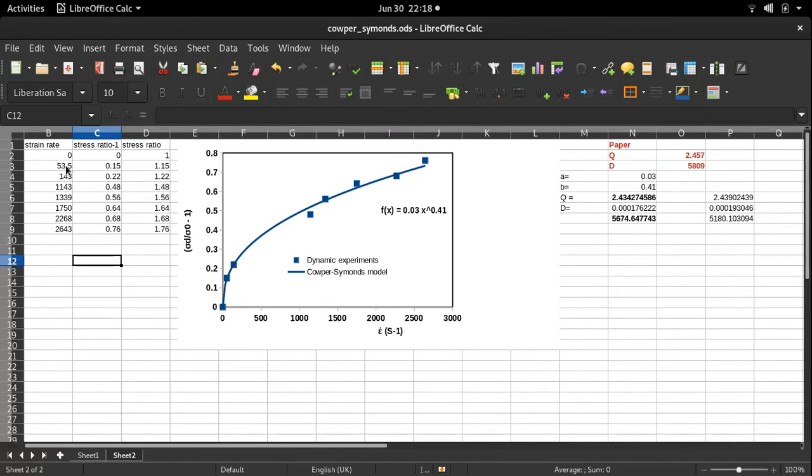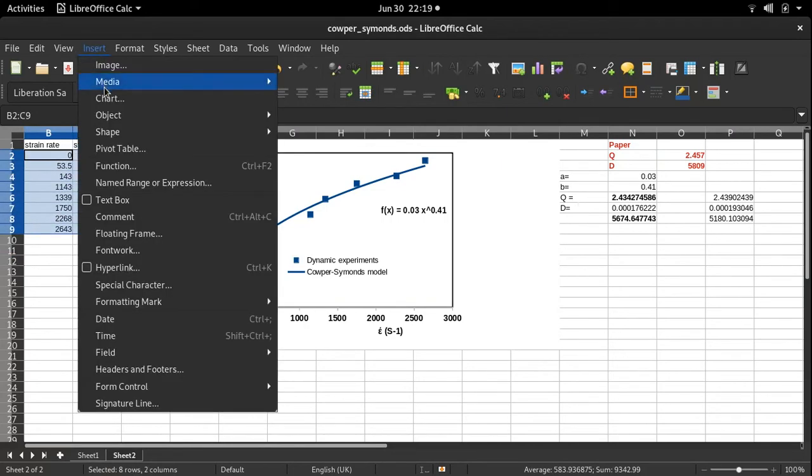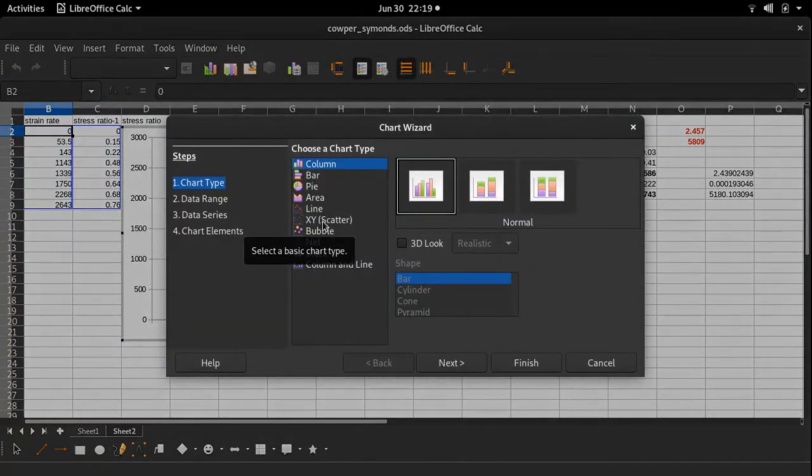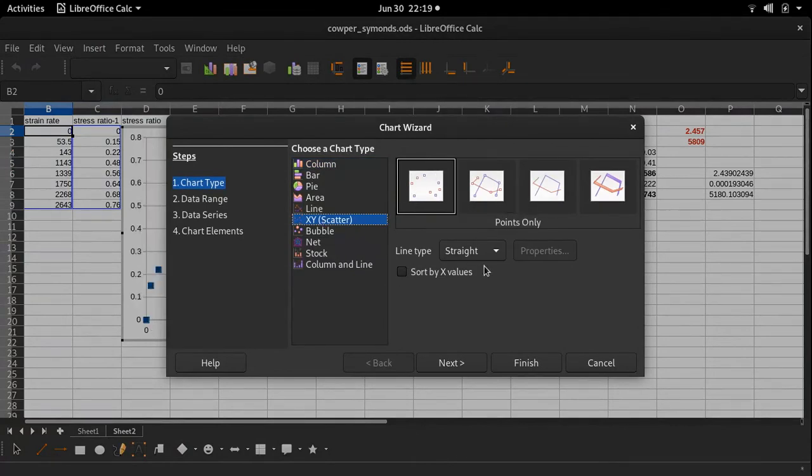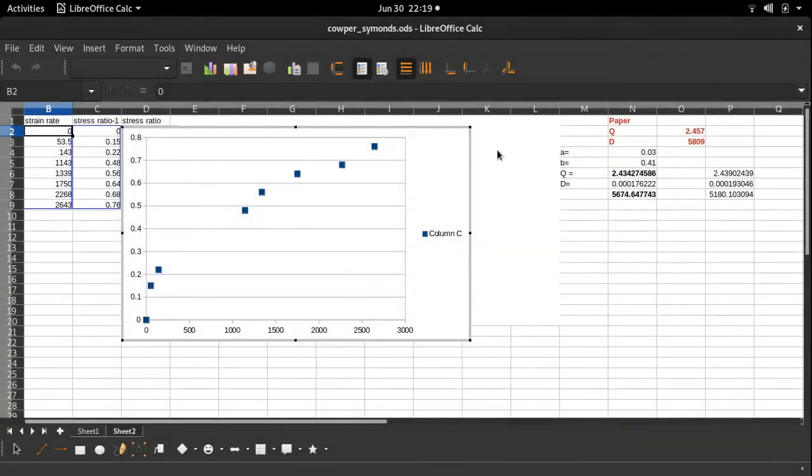Okay, so here this is the strain rate and this is the stress ratio minus 1. What does stress ratio mean? Stress ratio means dynamic yield stress to the static yield stress, minus 1. So now if I have to make the graph between strain rate and stress ratio minus 1, how can we make it? Just select these data points, then insert chart, XY scatter, and I have taken the points only. So this is the graph.